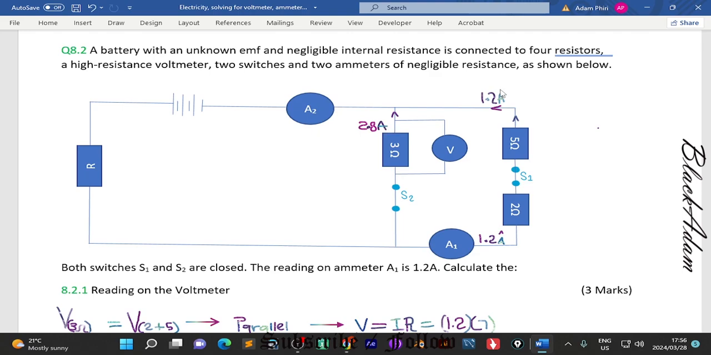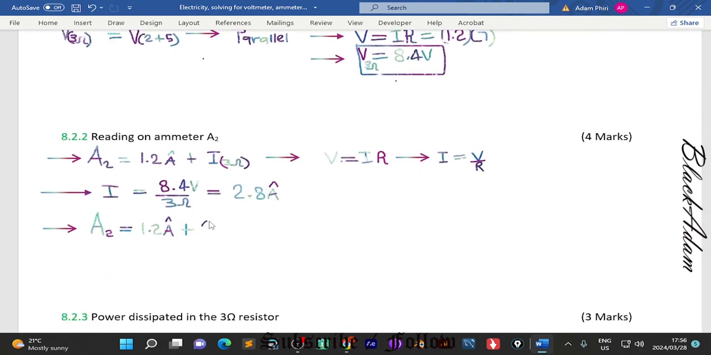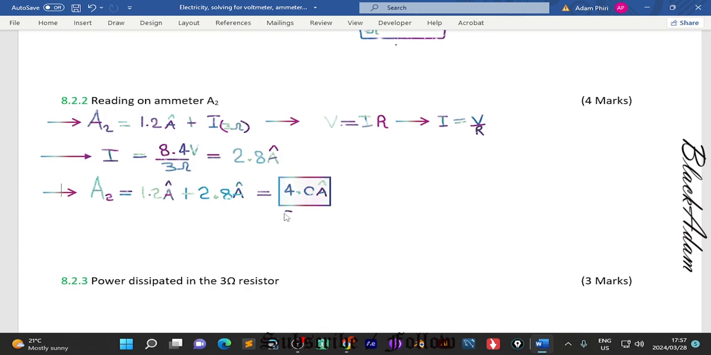Now to find the total current that passes through ammeter A2, that would be 1.2 plus 2.8. So we add them together, and we find that 1.2 ampere plus 2.8 ampere gives us altogether 4.0 ampere. So that's our answer for 2.2.2.